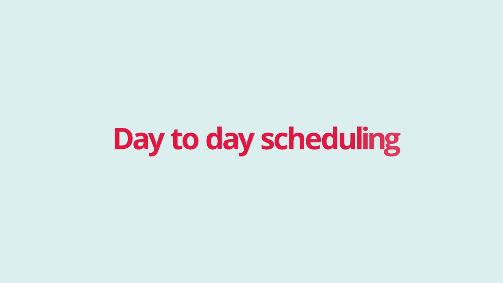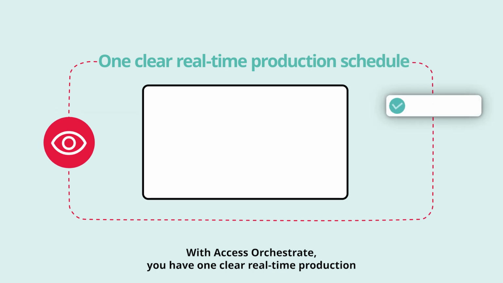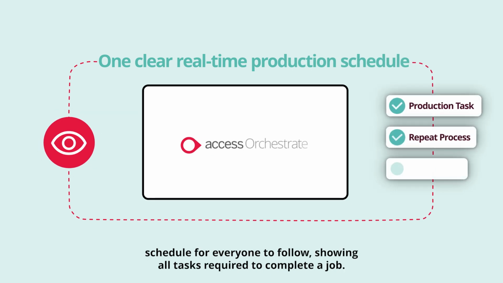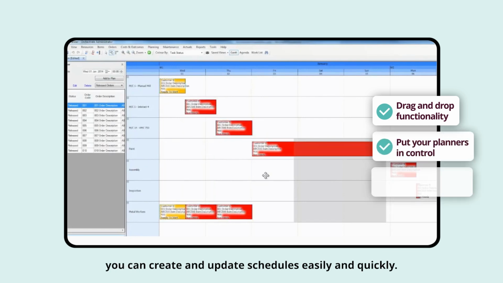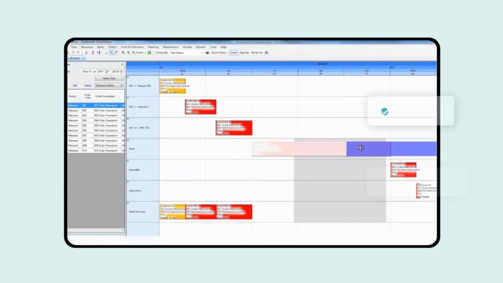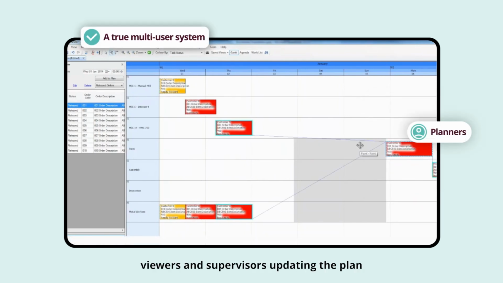Day-to-day scheduling. With Access Orchestrate, you have one clear real-time production schedule for everyone to follow, showing all tasks required to complete a job. Intuitive drag-and-drop Gantt chart functionality puts your planners in control. You can create and update schedules easily and quickly. As a true multi-user system, you can have multiple planners, viewers, and supervisors updating the plan at the same time.